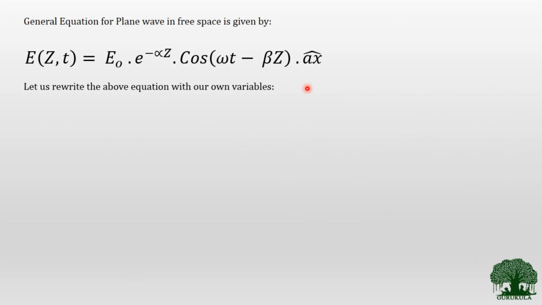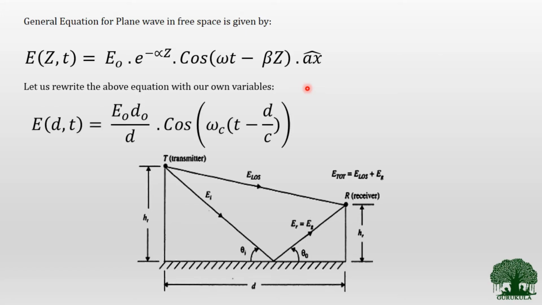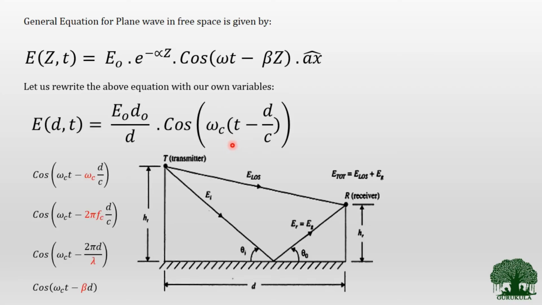Now we will rewrite the above equation with our own variables. The variables we defined in the previous slide are given here for reference. When you rewrite the equation with our own variables, we get E of d comma t equals E naught d naught divided by d times cos of omega c into t minus d over c. This will be the equivalent equation for our E field wave. You might be a little unhappy with this term, since this seems not equal to the earlier wave. So just for the sake of understanding, let me take only the cos term alone.